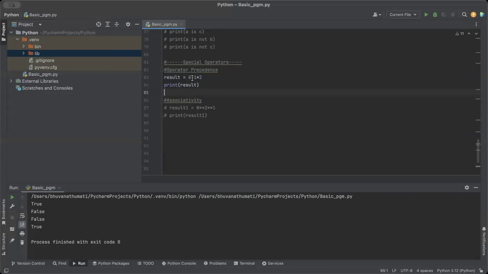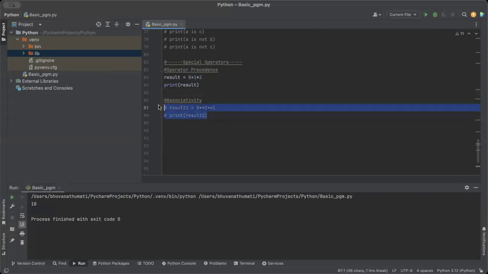So here we have addition and multiplication. So multiplication is given higher priority than addition, then that order will be the execution. So multiplication will be done first and then addition. So 1 into 2 will be 2. 2 plus 8 will be 10. The result will be 10.